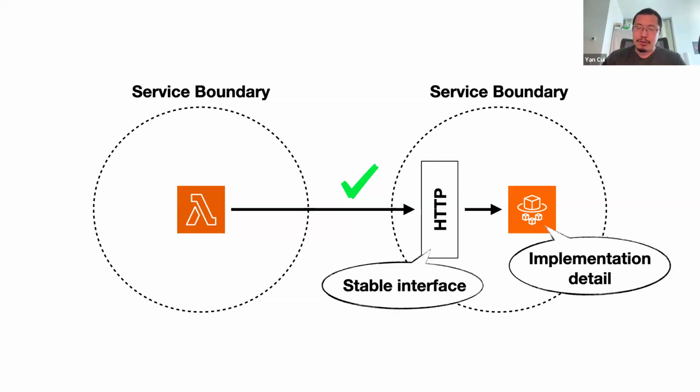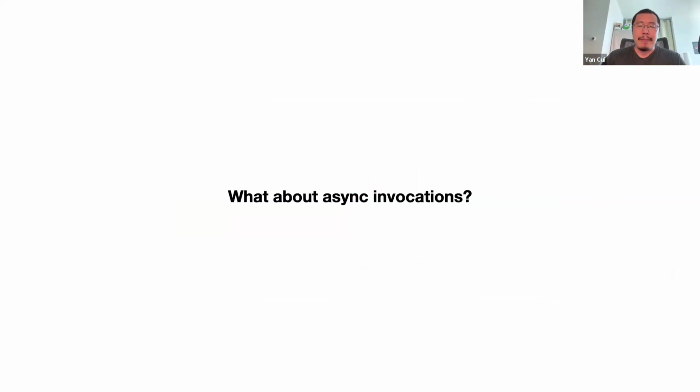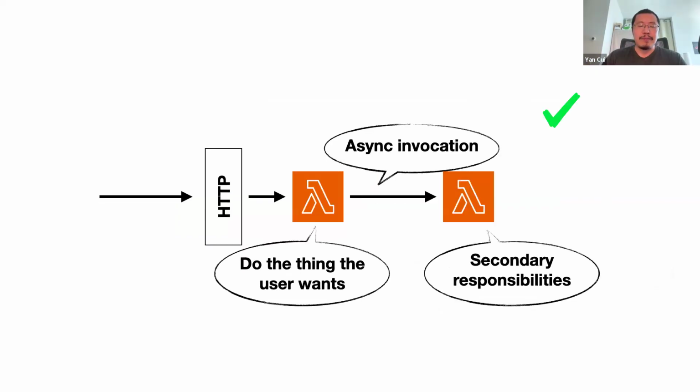So that's synchronous Lambda to Lambda calls, and why that's pretty much always a bad idea. But what about asynchronous invocations? I've actually found maybe one specific use case that I use quite a lot, where it's a good idea. So if I'm building some kind of user-facing API where a customer would want to do something like, oh, update my profile.